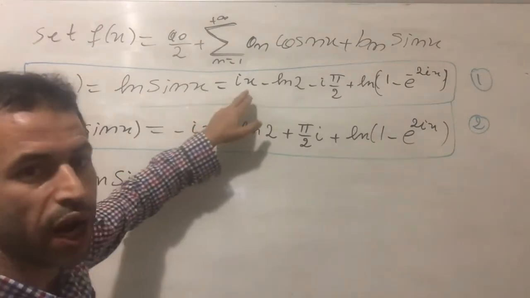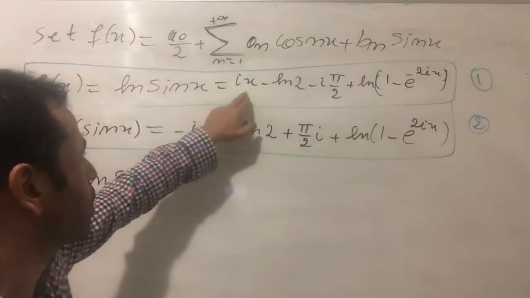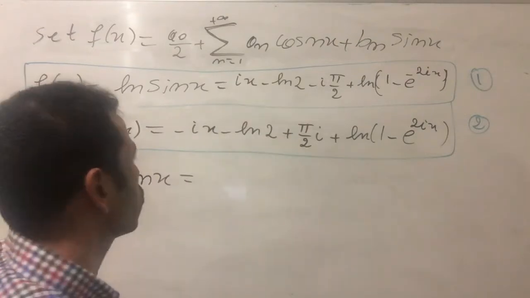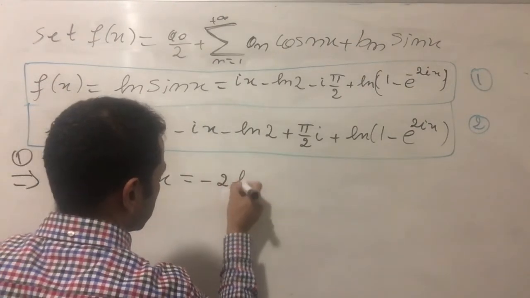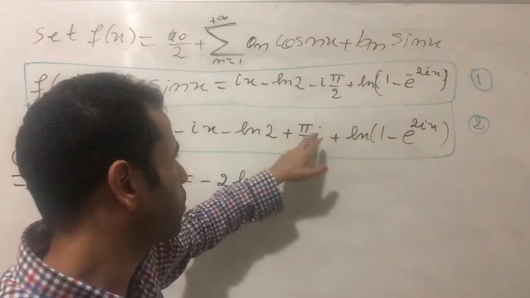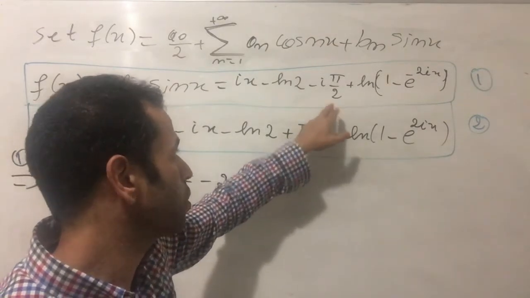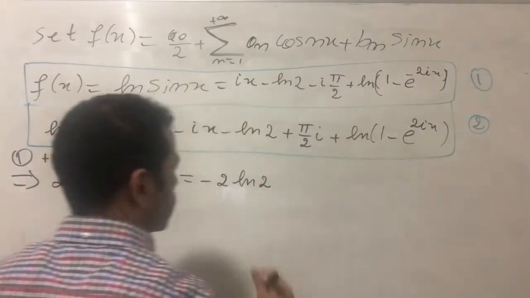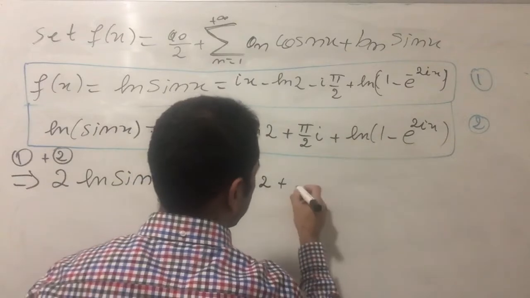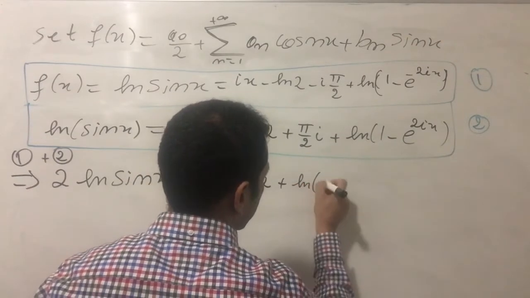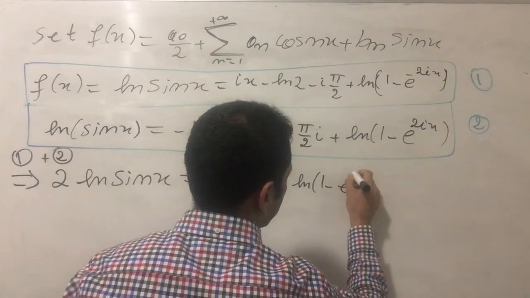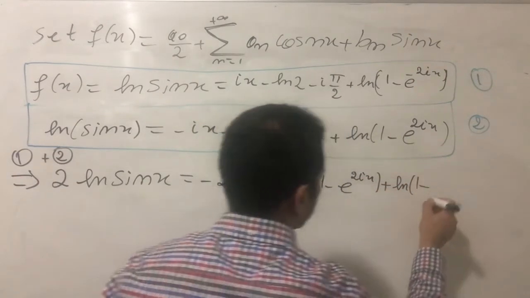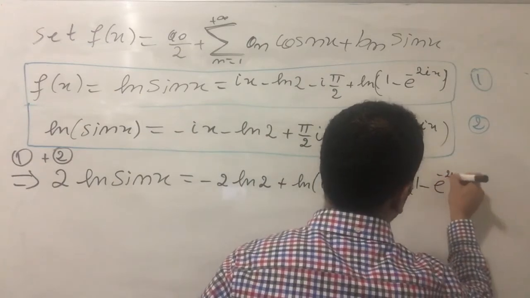Okay, so ix will be cancelled out because one is positive and the other is negative. We will have minus 2 times natural log of 2. Again, pi over 2 i will be cancelled out as well, because one is positive and the other is negative. We are going to be left with these two terms: plus natural log of 1 minus e to the 2ix, plus natural log of 1 minus e to the minus 2ix.